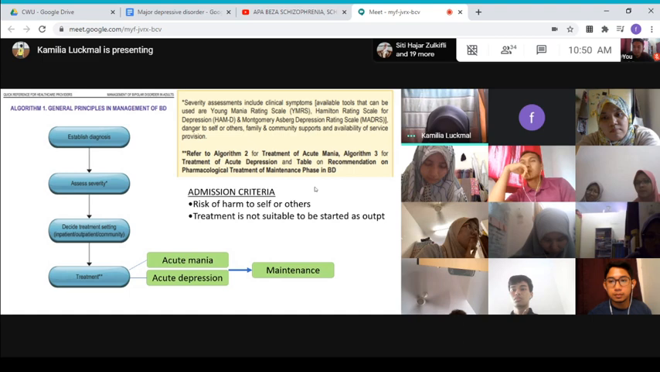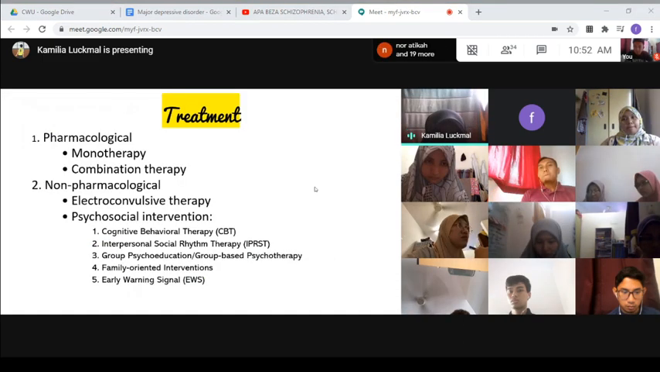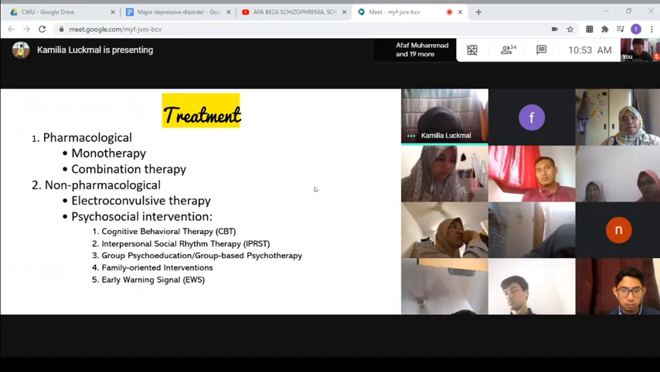So for the treatment, I also divide it into pharmacological and non-pharmacological. By pharmacological, there are two options to start, whether it's monotherapy or combination therapy. Combination therapy, usually we use a mood stabilizer and an antipsychotic because it shows greater response than treatment with monotherapy. Then for non-pharmacological, we have electroconvulsive therapy and other psychosocial interventions. And the management also can be divided into biological, psychological, social, and spiritual.